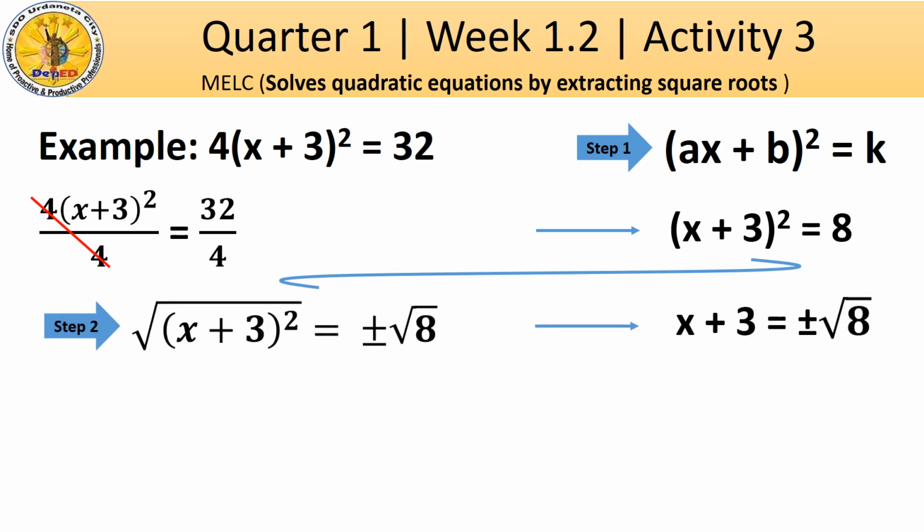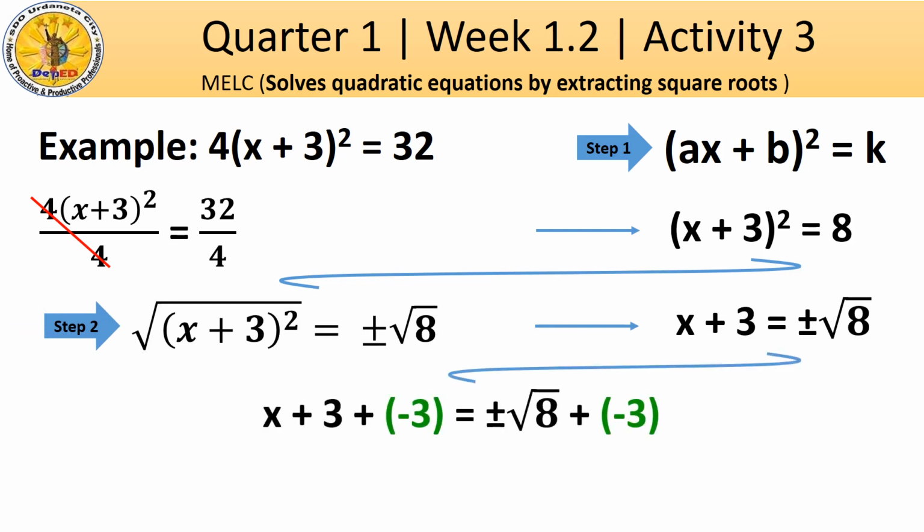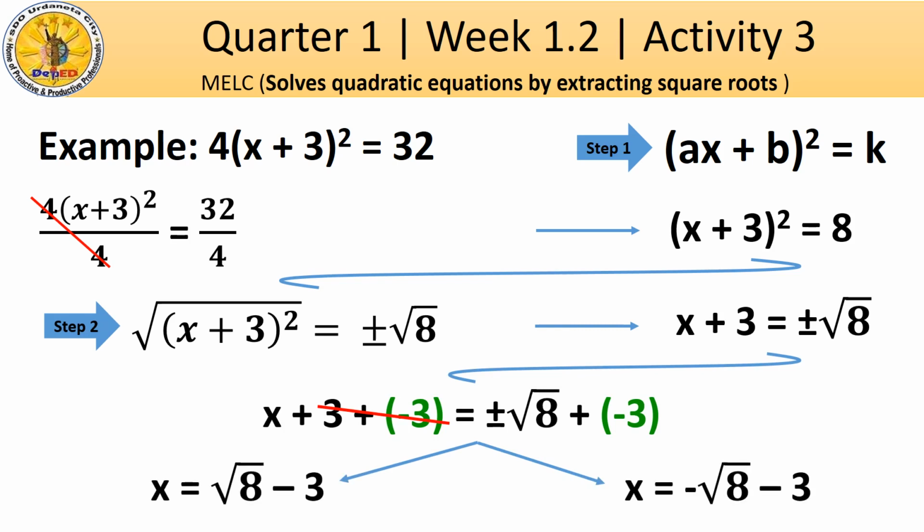Square root both sides of the equation. This will be equivalent to x + 3 = ±√8. Then add −3 on both sides to remove the constant 3 beside the variable x. Again, this will also give us two different equations. x = √8 − 3 and x = −√8 − 3. Since 8 is not a perfect square, this can be our final answer to the problem.